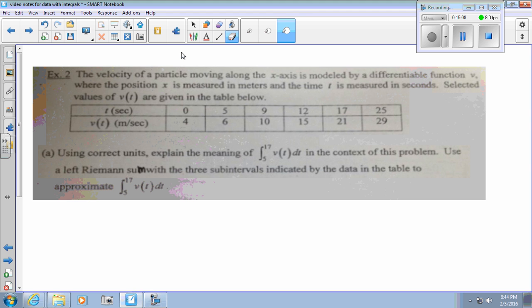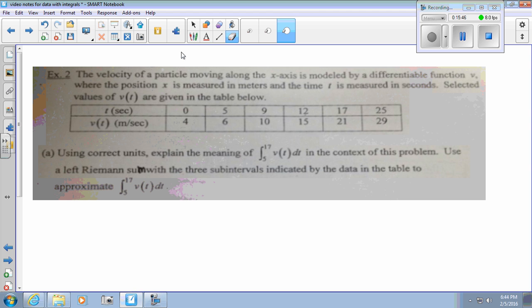Okay, so now they want us to calculate that using a left Riemann sum. Notice we only want from 5 to 17, and we want 3 subintervals indicated in the table. So I'm just going to get rid of those two parts of the table that I don't need. My first interval would go from 5 to 9, and then from 9 to 12, and then from 12 to 17.